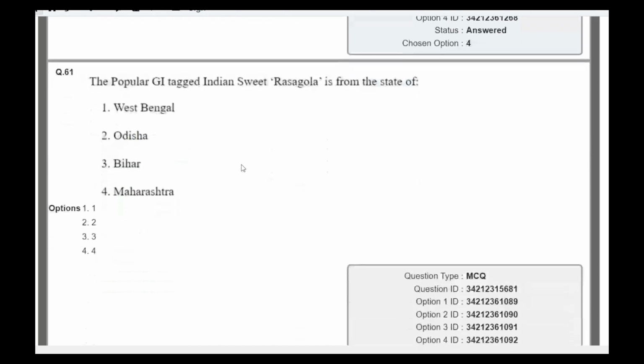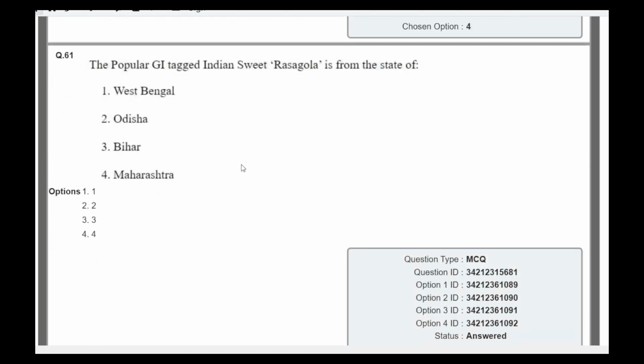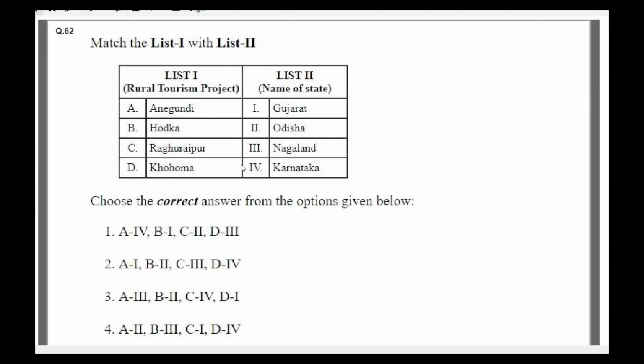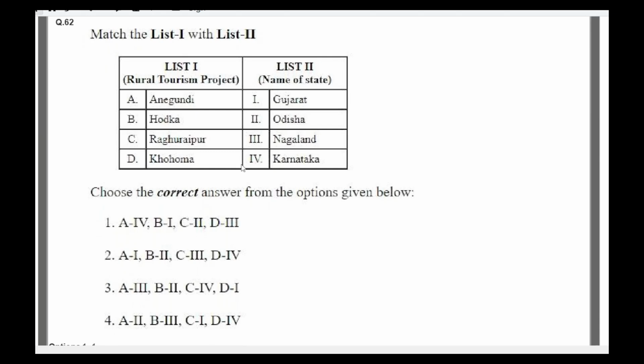So question number 61, which was again a simple question, but I did this question wrong. GI tag of Rasgulla, which state has it? So Odisha is the right answer. I was confused between West Bengal and Odisha, but they had a fight over the GI tag, and finally Odisha won the GI tag of Rasgulla. And question number 62, which is from tourism projects and the states. So it's a complex question.